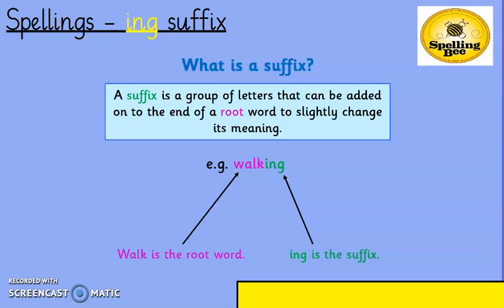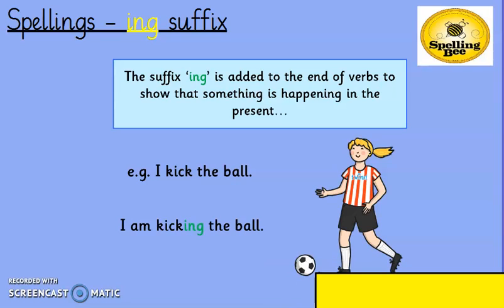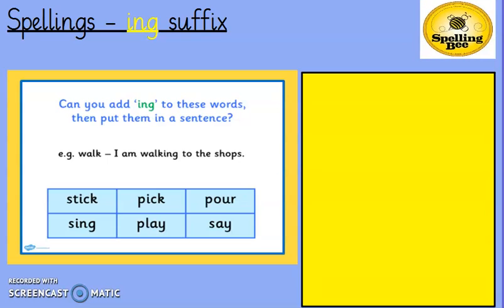So, for example, walk, and if I add the suffix ing, it becomes walking. Now, the suffix ing is added to the end of a verb, and a verb is an action word or something that you do. For example, kick, clap, hop, jump. And when we add the suffix ing to the end of a word, it shows something is happening in the present, which means it's happening right now. So, for example, I kick the ball, and I can add the suffix ing, and it becomes I am kicking the ball, and it's showing what you are doing.